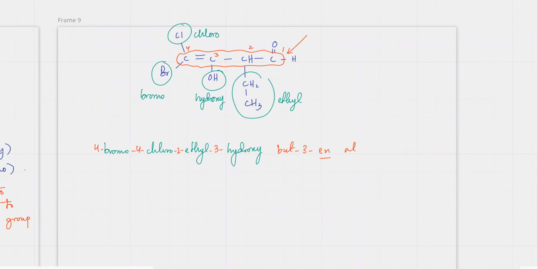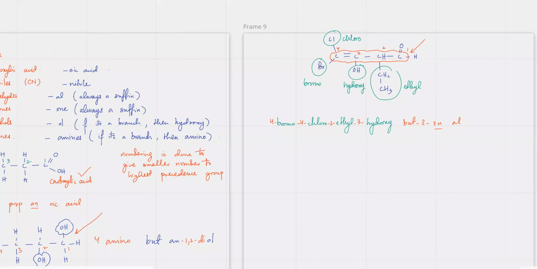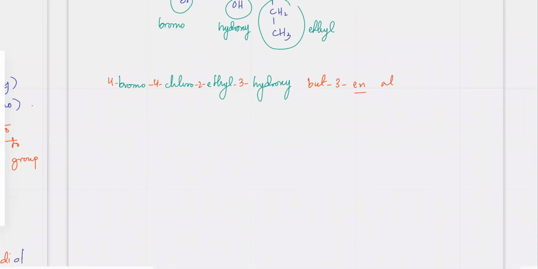So let's do some more. You're not going to get this complicated molecule. Most of the molecules that you're going to get are going to be kind of simple. So let's try another one. Let's do something that's slightly simpler.